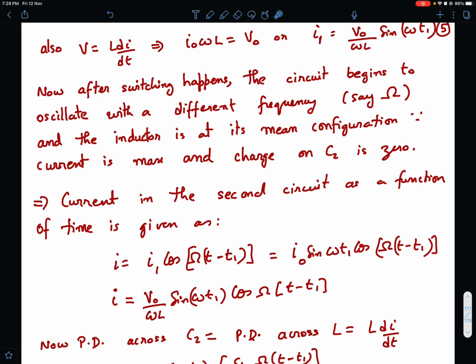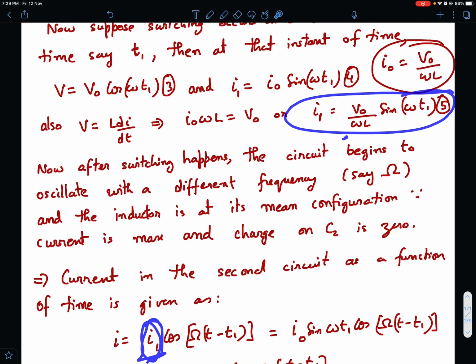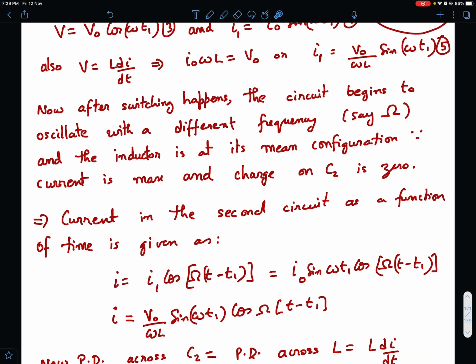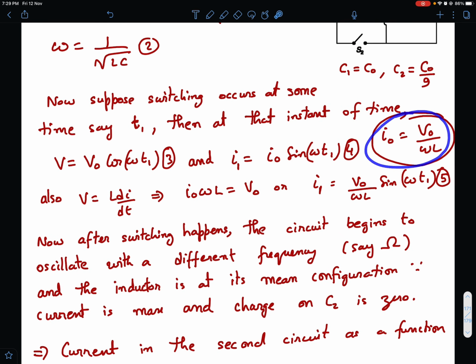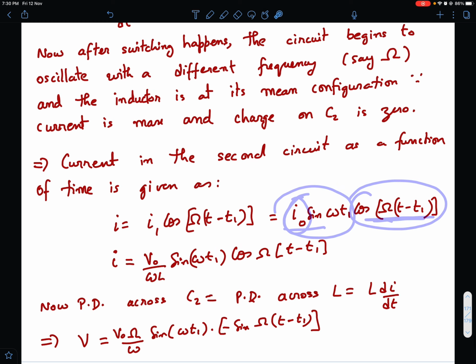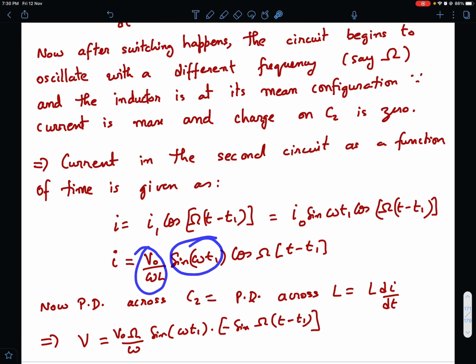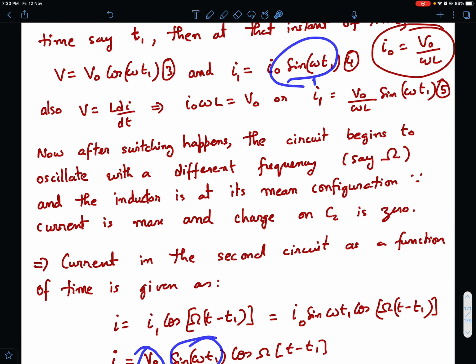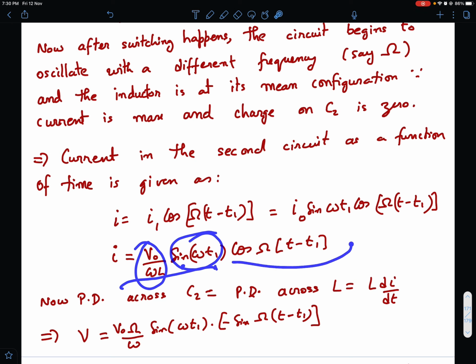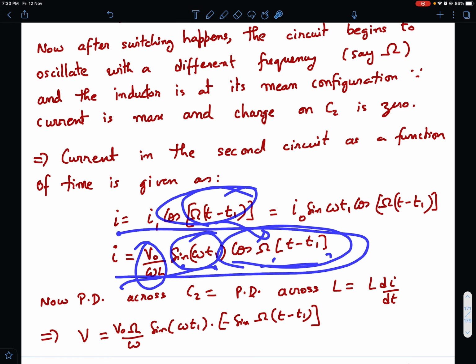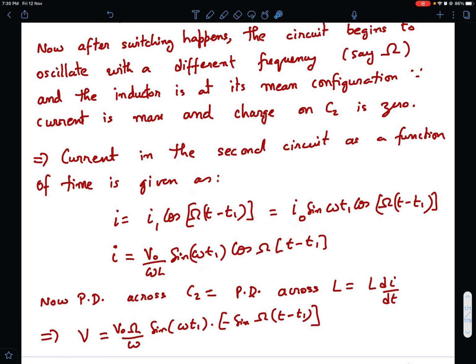Capital omega is the angular frequency for the left circuit. Now I just substitute the value of I1 as calculated here. This was I1 from equation 5. So that is I0 sine omega t1 and cos of capital omega (t minus t1). And I found I0 is V0 by omega L. So this current becomes I0, which is V0 by omega L, times sine omega t1, which comes as it is, and the factor cos of capital omega (t minus t1) also comes as it is. So this is how the current in the second circuit will vary.